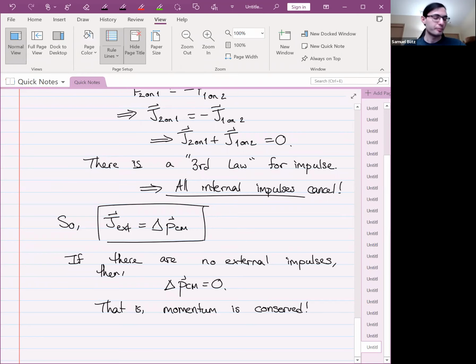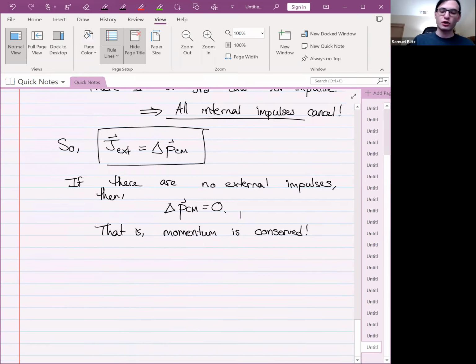Precisely, Gabriel. So this is actually 3 equations in 1, which makes it even more powerful than energy conservation. You can get more out of it. Now, there's one extra thing to talk about, which is this notion of partial momentum conservation, which is really handy.